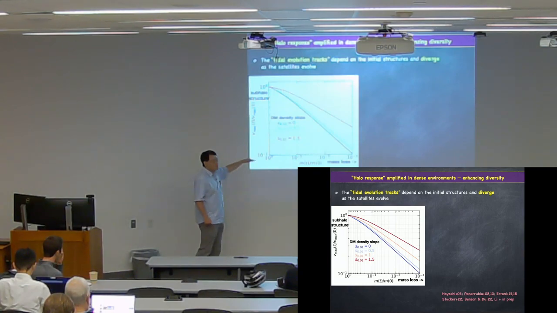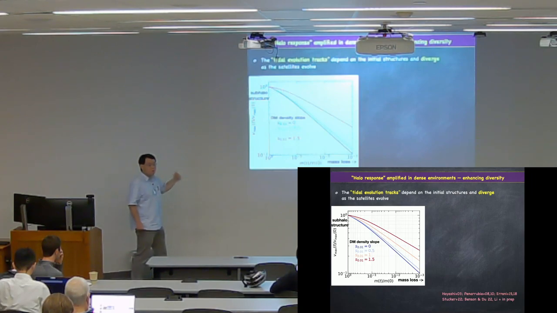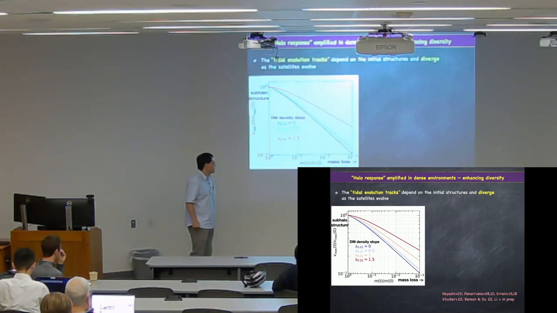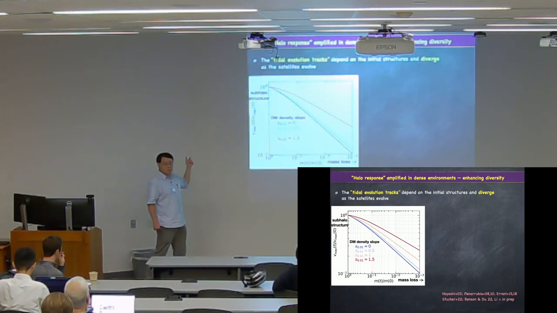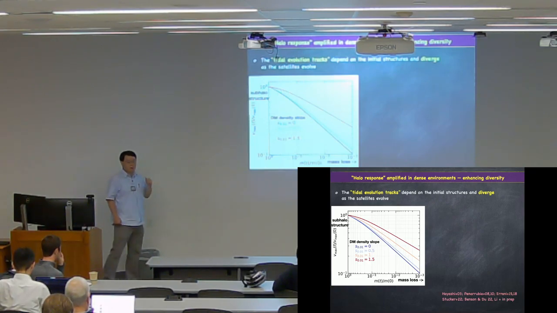What's shown here are what I call the tidal evolutionary tracks, which are just satellite structural parameters as a function of mass loss. The vertical axis is the subhalo Vmax, normalized to the initial value at virial crossing. The horizontal axis is mass loss. They're called tracks because they do not care about the details of the orbit. They just care about the initial structure of the subhalo at infall and the fractional mass loss.